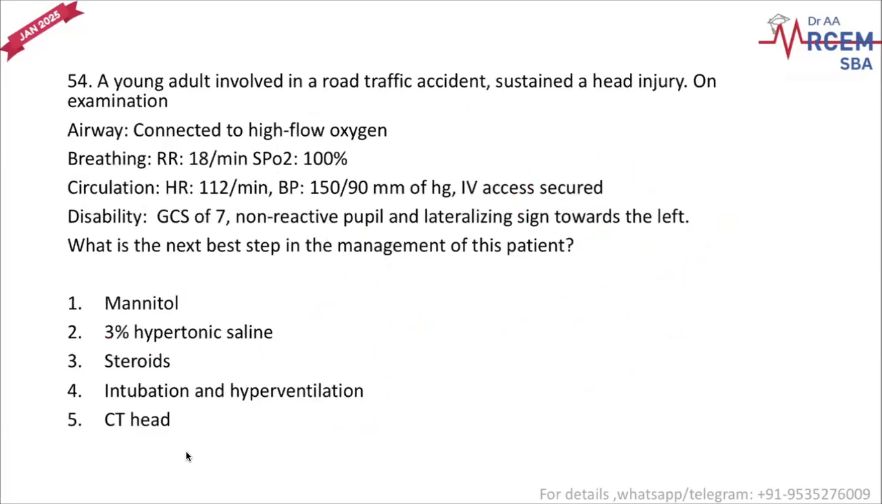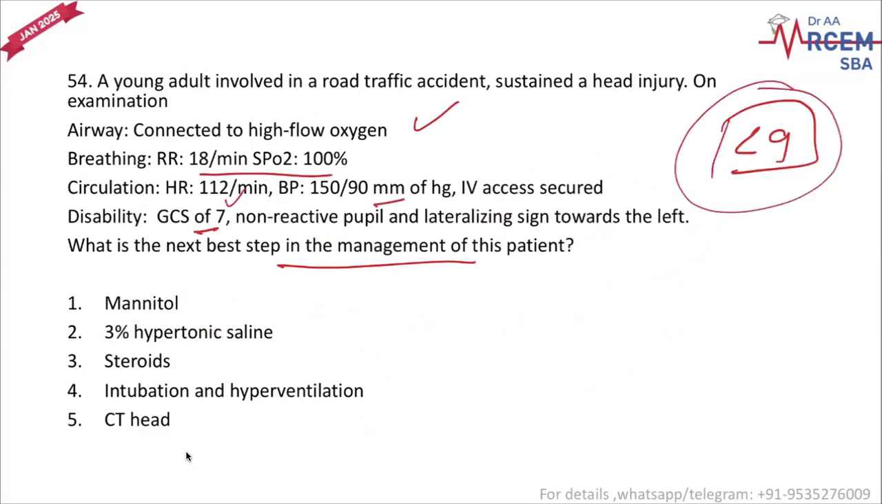A young adult involved in a road traffic accident sustained a head injury. On examination, airway is connected to high flow oxygen, breathing seems to be fine. Circulation, there is tachycardia and slightly high blood pressure. GCS is on the lower side, less than 9, which is alarming and requires intubation. What is the next step in management of this patient? GCS low, airway is the first thing which comes to your mind. Intubate the patient.